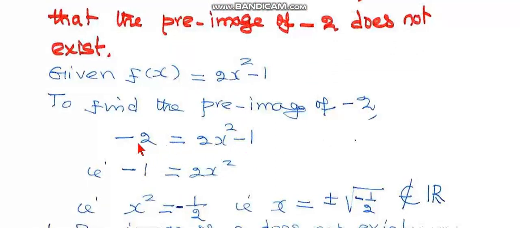That is minus 2 plus 1, that is minus 1 equal to 2x squared. That is x squared equal to minus 1 by 2. That is x equal to plus or minus root of minus 1 by 2.